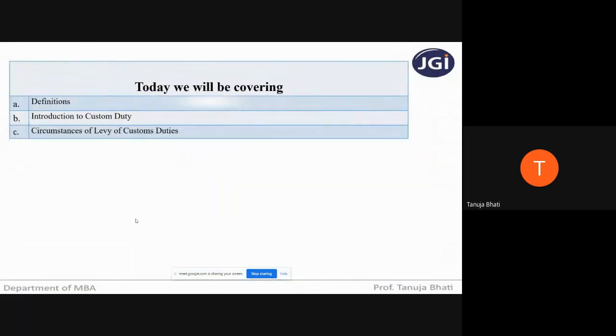So students, today we will be covering the different definitions that we need to know. Introduction to customs duty, like what exactly is customs duty, why it is being levied, what are the objectives and features. Next is circumstances of levy of customs duty.